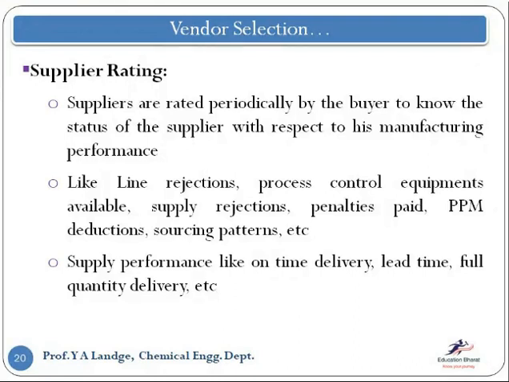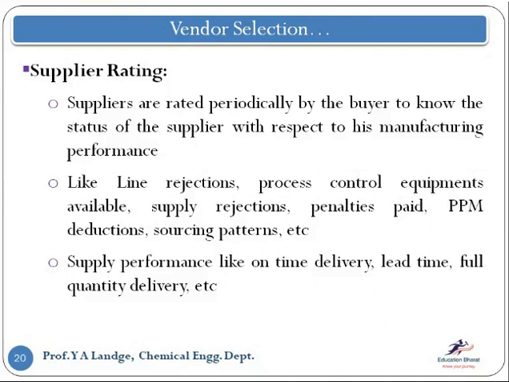Okay, so suppliers are rated periodically by the buyers to know the status of the supplier with respect to his manufacturing performance. Like line rejections, process control, equipment available, supply rejection, penalties paid, PPM deductions, resource sourcing patterns, etc. So yes, though we trust them, we still need to have a rating on it. With a good rating, we will give more orders. If it is a bad rating, we will give fewer orders. Okay, and accordingly the companies are working.